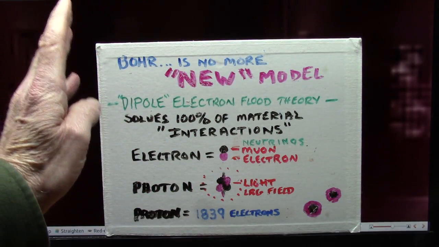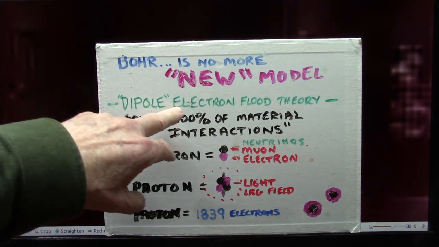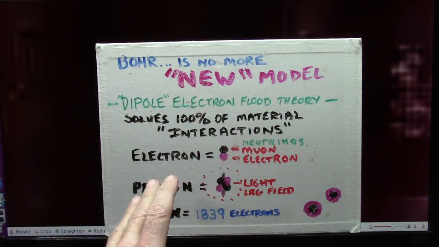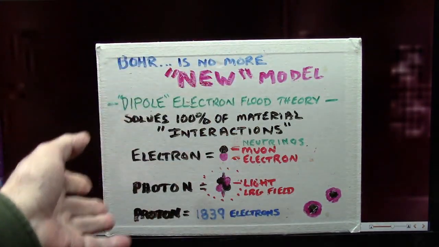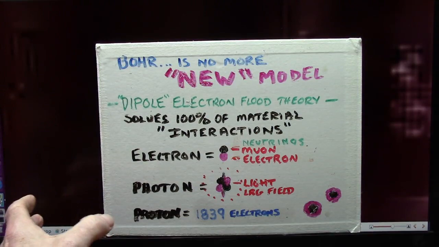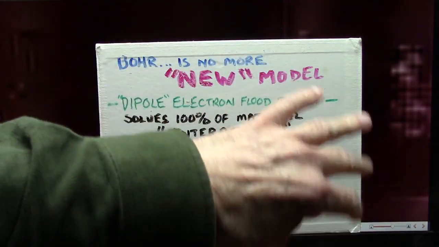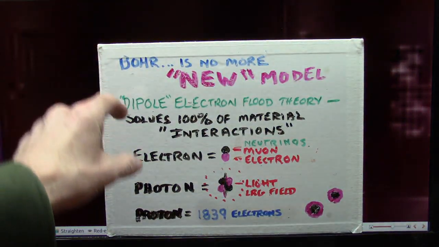There's a new model. It's called a dipole, which is the plus and minus, black and white, electron flood theory, and it solves 100% of material interactions. Lightning, sprites, electricity, even the corona of the sun, and global warming is the scrubbing of our atmosphere into the atmosphere of space, which is nothing more than these particles coming from the sun as rays of light. They're particles. Those are electronic pushing, shoving particles. We should see them making things glow.